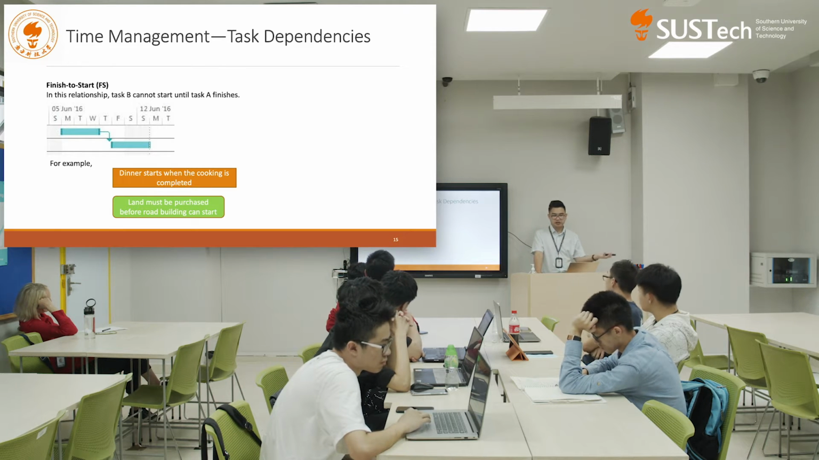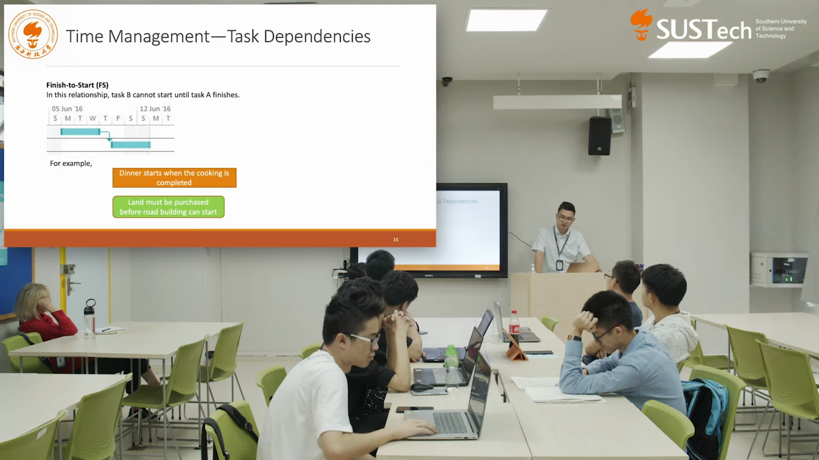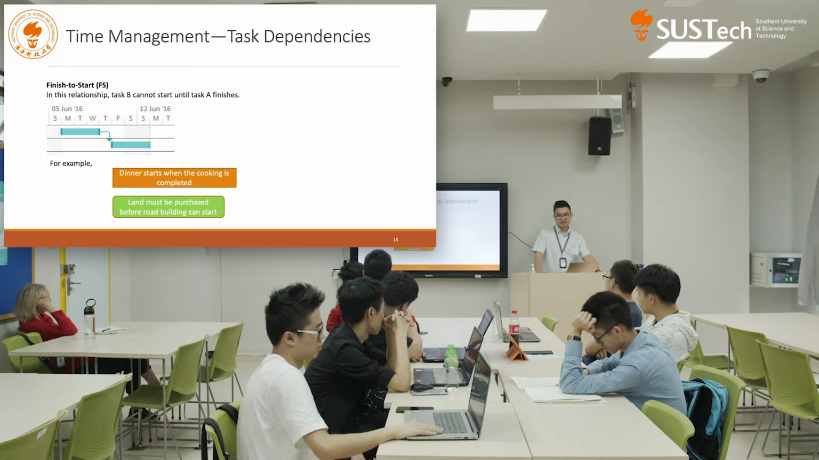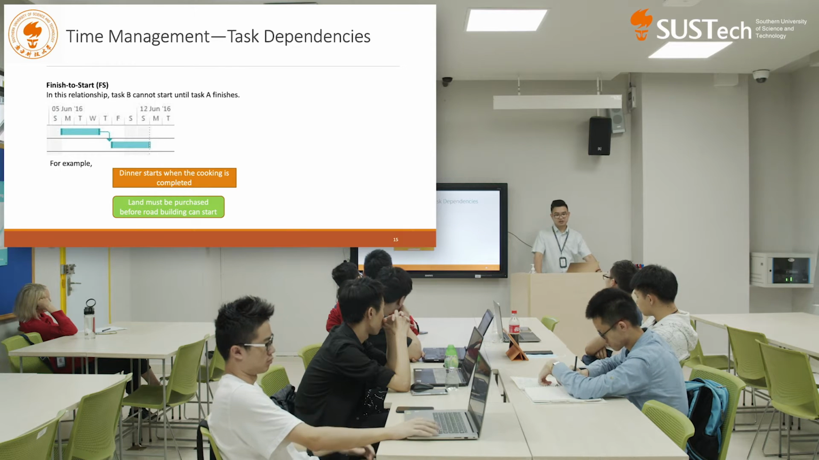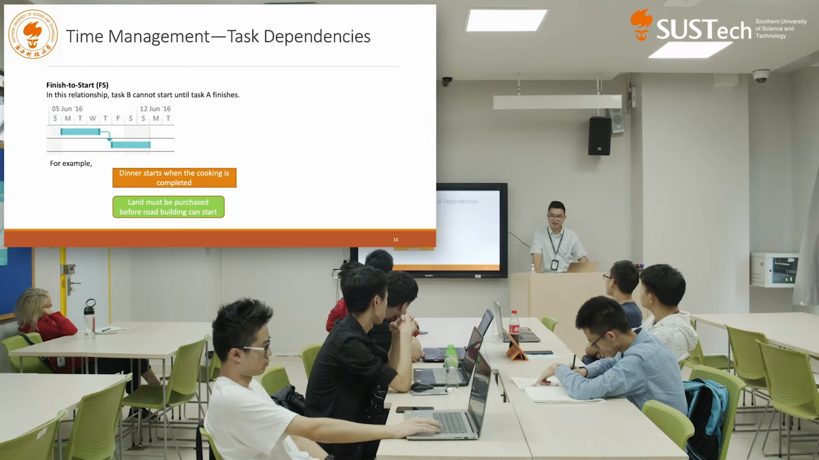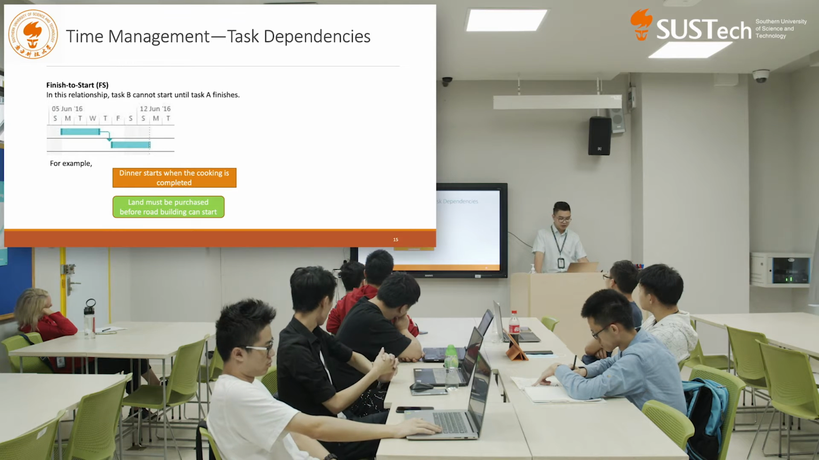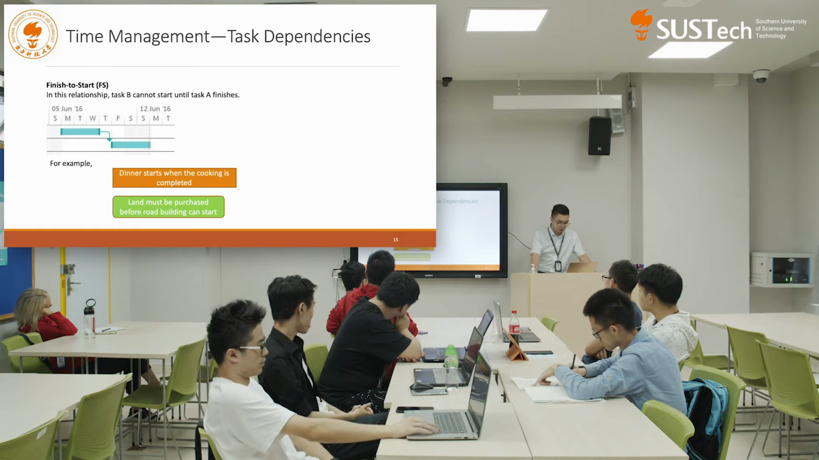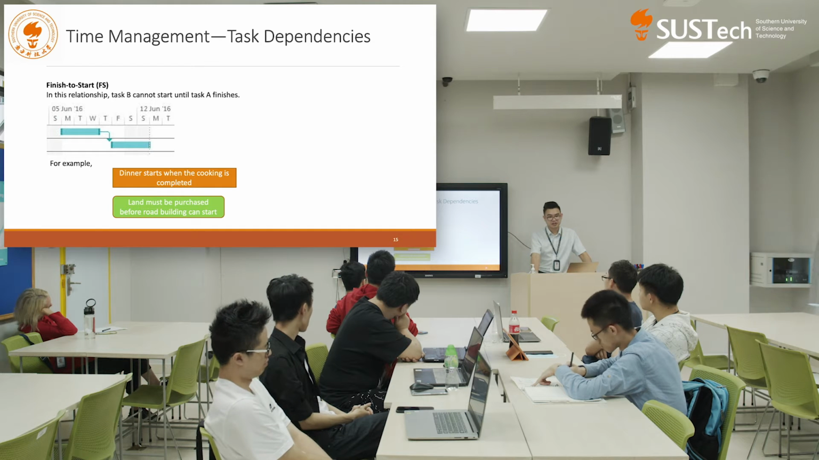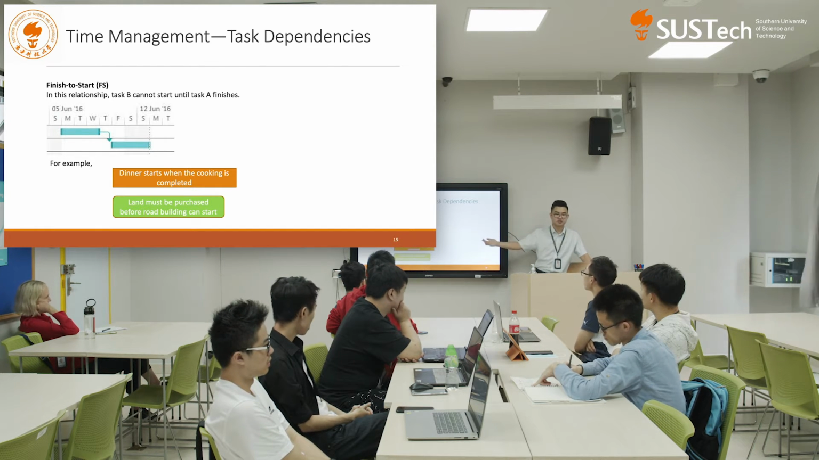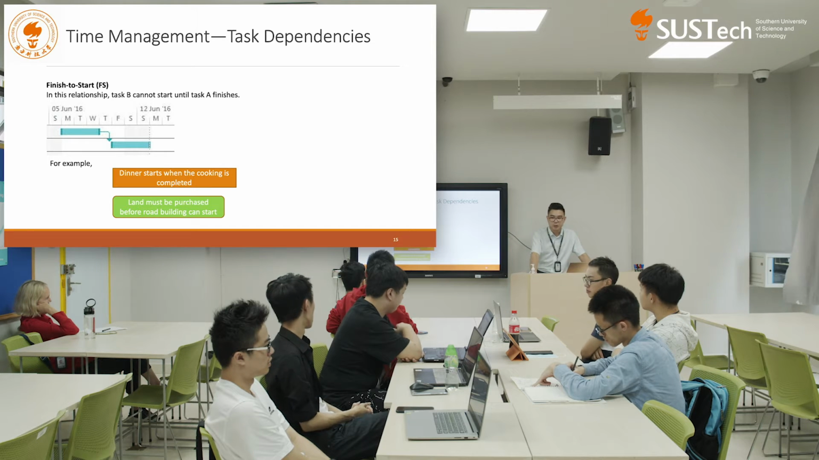So for example, in our daily life, the dinner starts when the cooking is completed, right? So the dinner and the cooking is kind of a finish to start relationship. And also, the land must be purchased before the road building can start. So those are the typical examples of the finish to start relationship between 2 tasks.